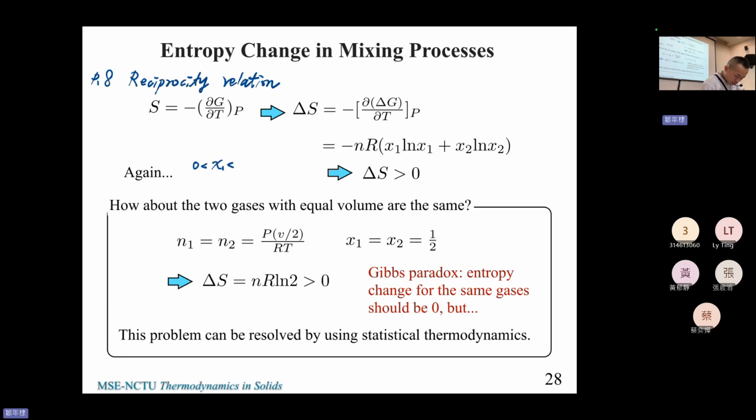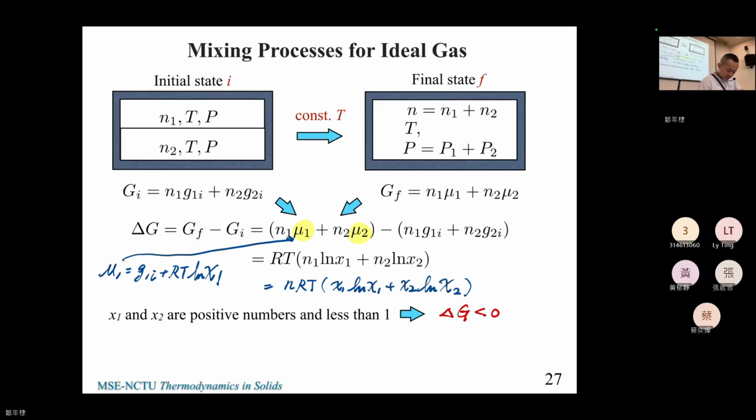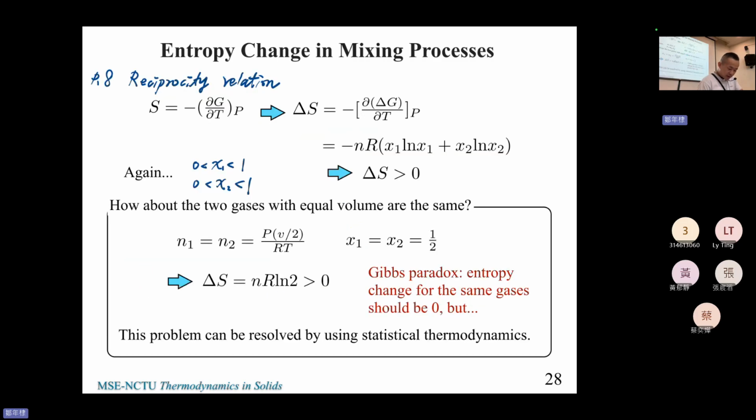X1 and X2 are always between 0 and 1. Oh, by the way, this is minus minus. So you get more minus for the delta S. Here it is a positive. So it makes delta S always greater than 0. So the mixing process will make the entropy go up. It makes sense, right? Very good.